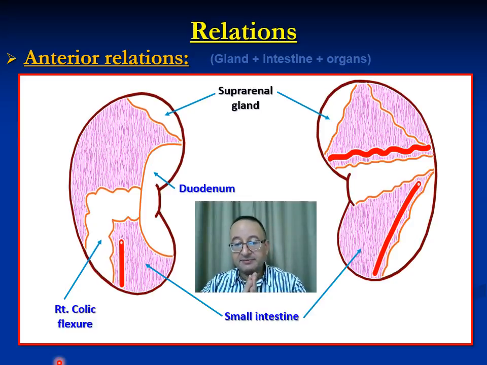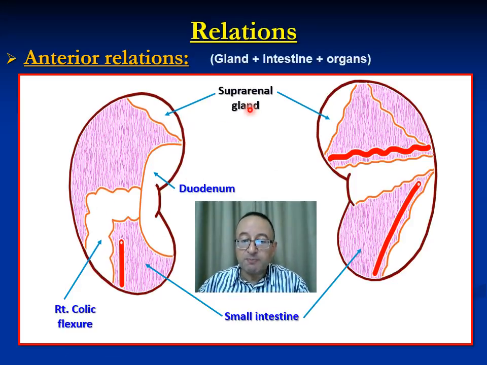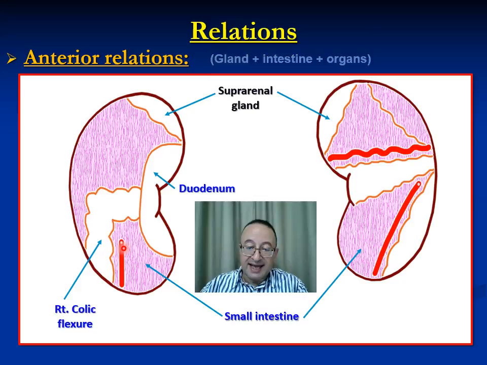I'll repeat again. Still we didn't finish, but I'll repeat this part. Upper and medial part, suprarenal gland. Lower medial part, small intestine. But here in addition, ascending branch of right colic. Here, ascending branch of left colic. What are the remaining intestine on the right side? Second part of duodenum and right colic flexure.